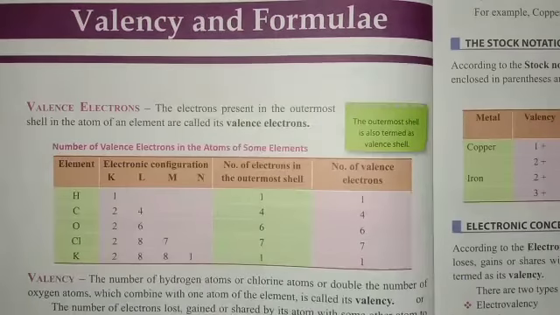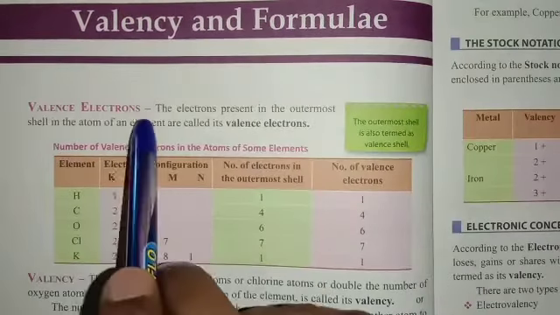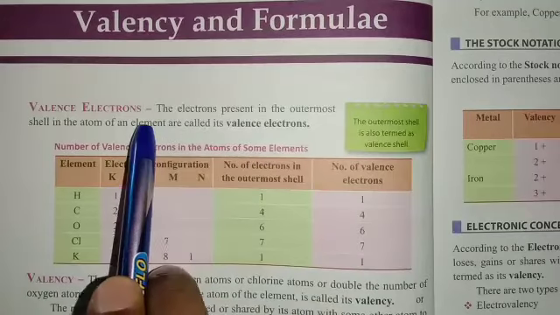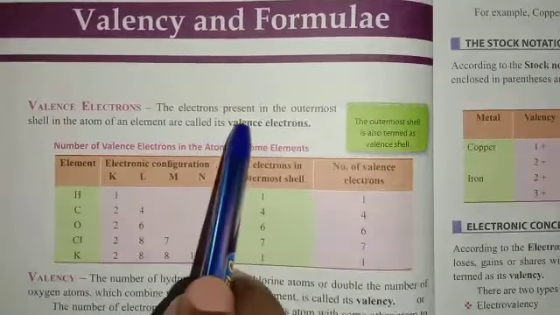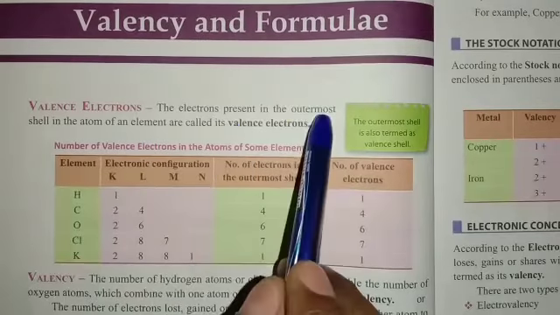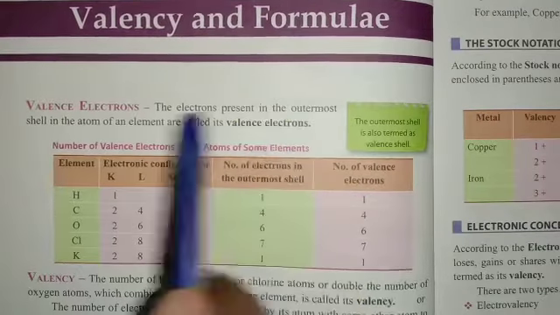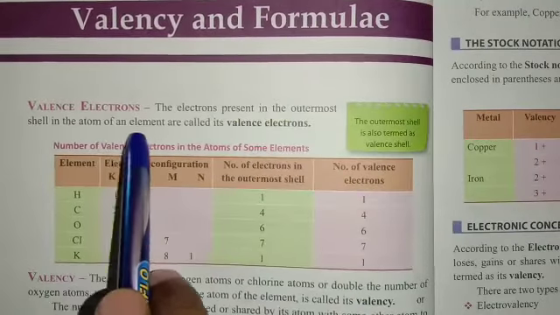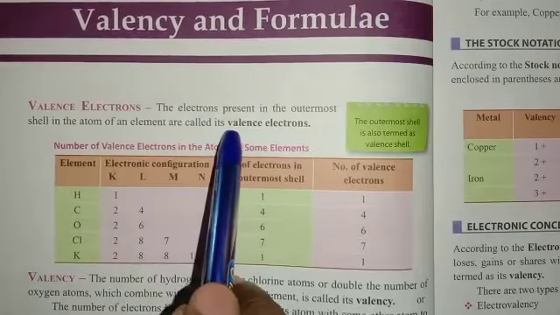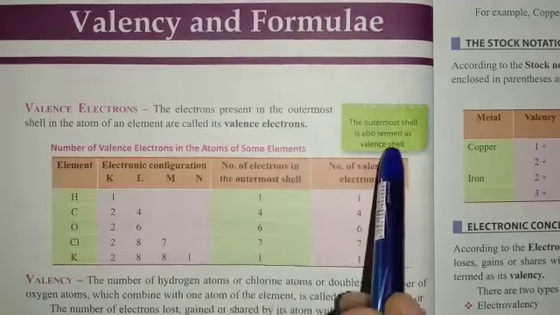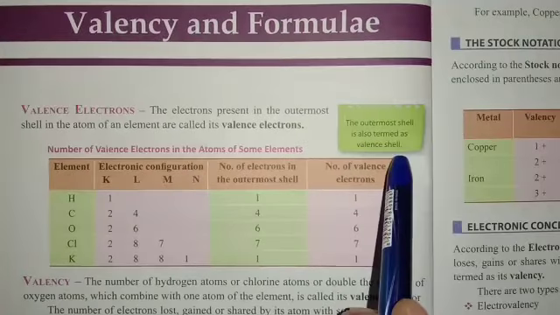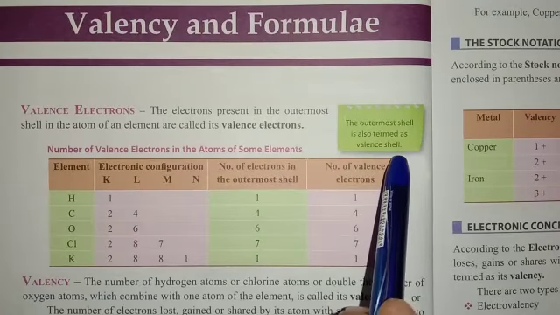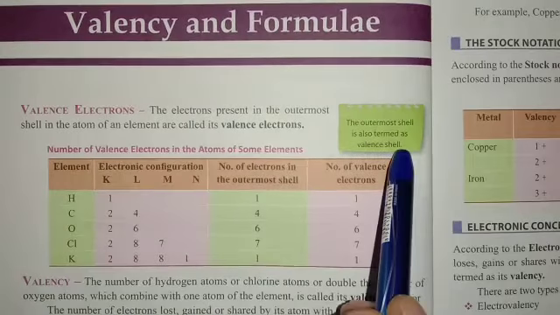Before going to this chapter, let us know what valency electrons are. The electrons present in the outermost shell, the last shell, in the atom of an element are called its valency electrons. The outermost shell is also termed the valency shell.